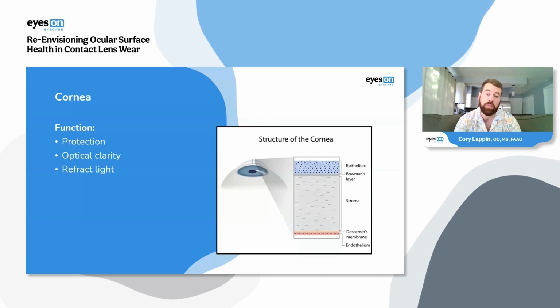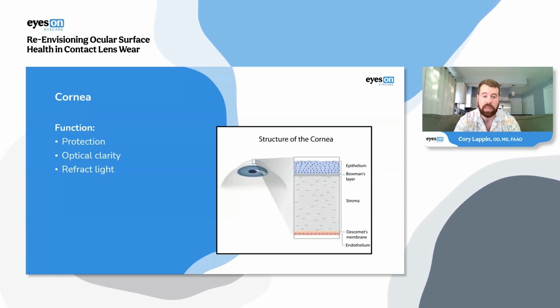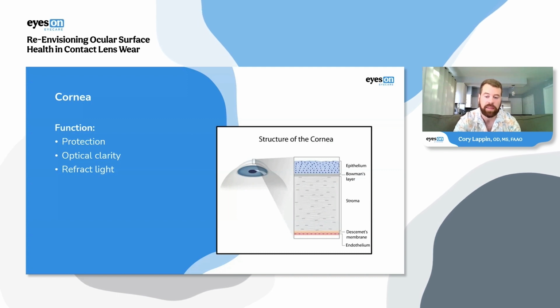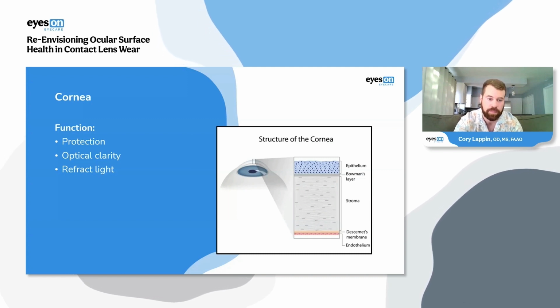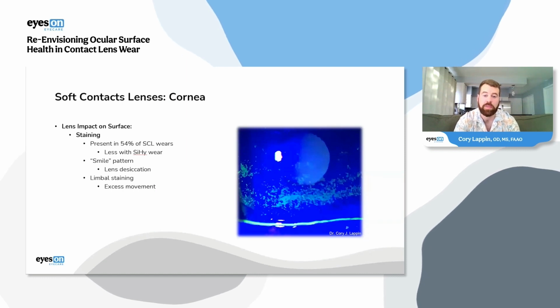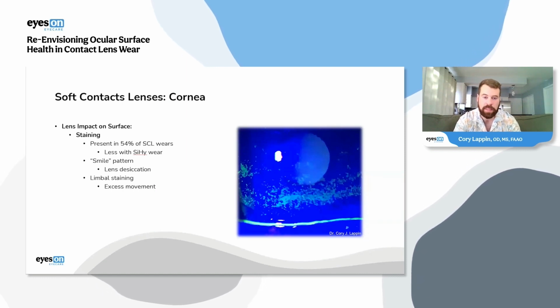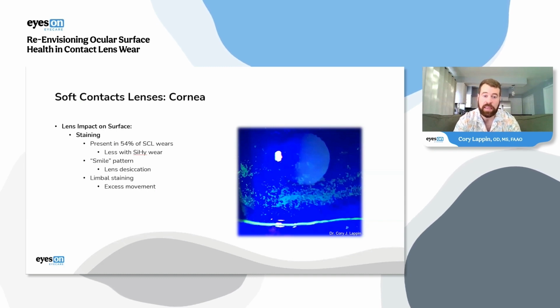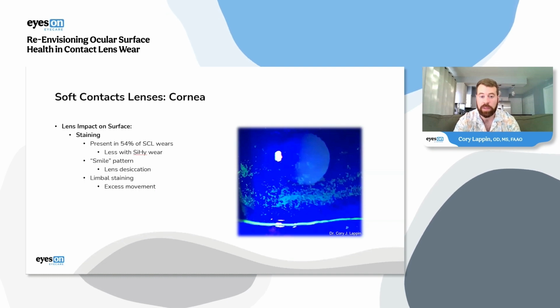Then the cornea has two primary purposes from a homeostatic perspective, and that's providing protection and also providing visual function as a clear refracting surface. But just like all the other components of the ocular surface, contact lens wear can impact corneal homeostasis. And one of the big takeaways that you're going to find is that staining is present in 54% of soft contact lens wearers, but it's a little bit less prevalent with SiHy wear.